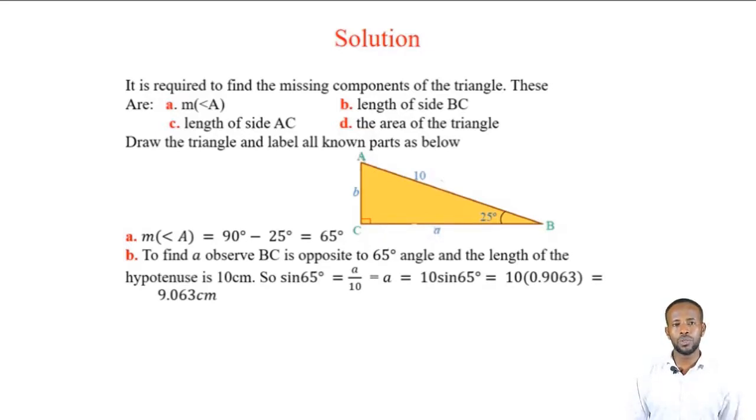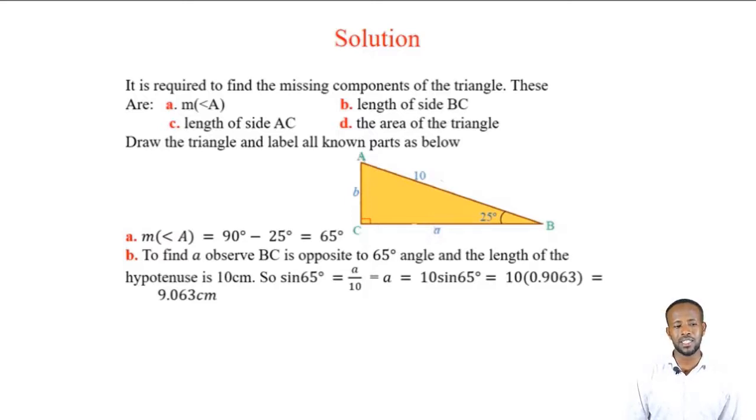Now a will be equal to, by crossing, 10 times sine of 65 degrees. But how can we find the sine of 65 degrees? It is not a special angle. We can refer to the trigonometric table. So sine of 65 degrees is equal to 0.9063. When we multiply by 10, we will get 9.06 centimeters. This is one advantage. Now we got one side.